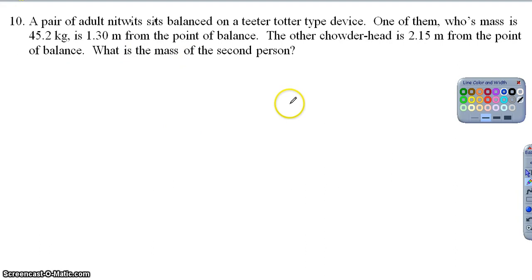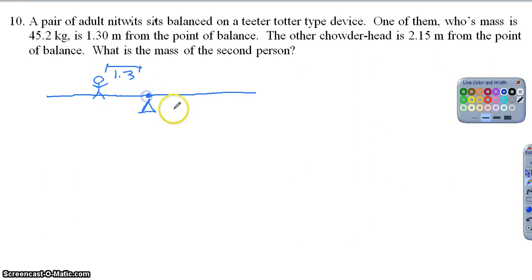Okay, so obviously with a situation like this, they don't give us a diagram, so one of the first things I would recommend is to try to get a feel for what this is saying. We don't necessarily know how long the teeter-totter device is, right? But we do know that wherever that point of balance is, person 1 sits over here, a distance of 1.3 meters from the point of balance. Then the second person sits a distance of 2.15 meters, a little bit further away, from the point of balance, so he's sitting over here. He or she, I guess it doesn't specify, sitting over here somewhere.